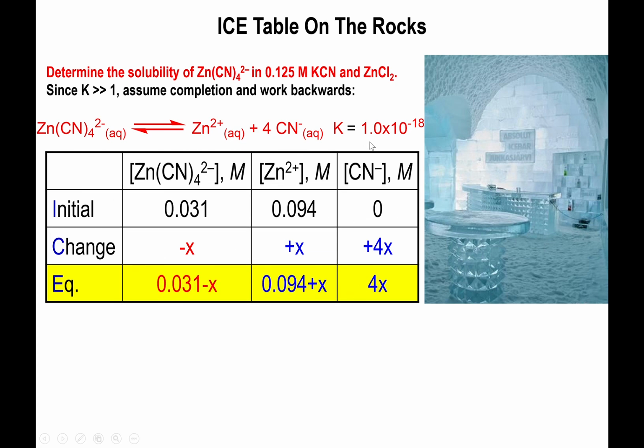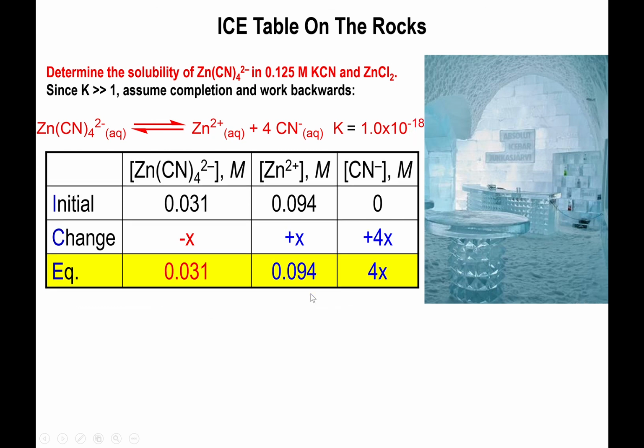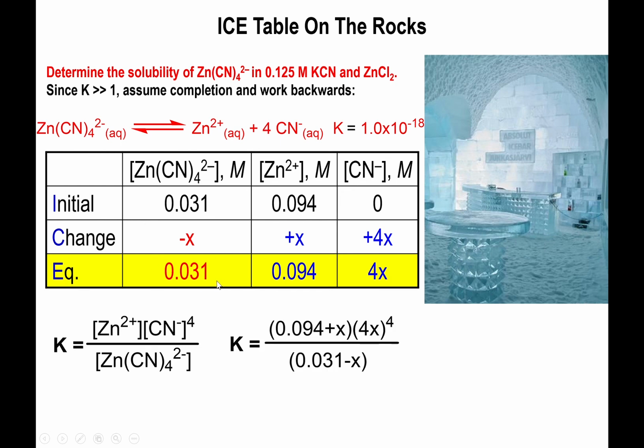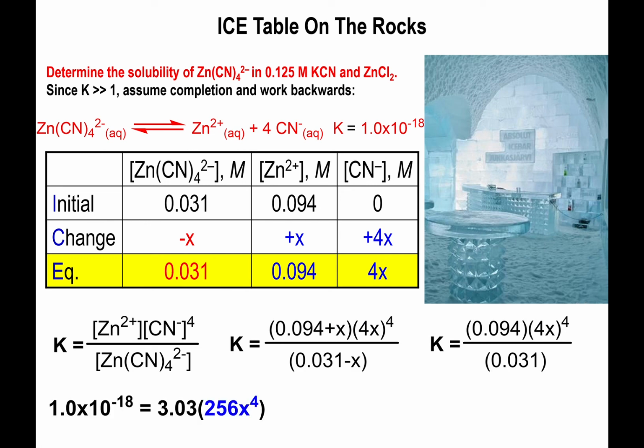So these are your new equilibrium amounts. And by the way, because the equilibrium constant is so much lower than 1, the minus x and plus x are going to be negligible. So ultimately, the equilibrium constant is based on 0.094 to the first power, times 4x to the fourth power, all divided by 0.031 to the first power. Yes, the plus and minus x's are negligible. So we're going to divide 0.094 by 0.031, which is 3.03. 4x to the fourth power is 256x to the fourth power.